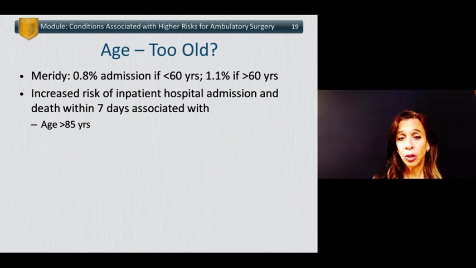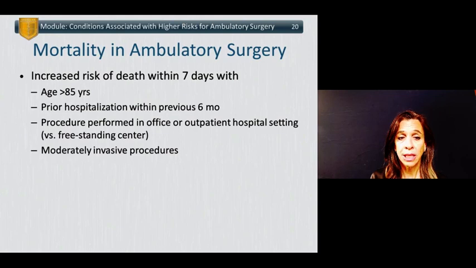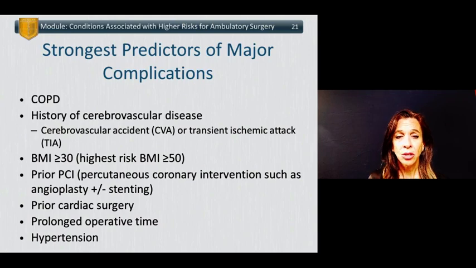And what about individuals who are too old for ambulatory surgery centers? Well, in a study by Morbidity, there was a 0.8% admission rate for patients less than 60 years of age, and that increased to 1.1% for those greater than 60 years. There was also an increased risk of inpatient hospital admission and death within 7 days that was associated with age greater than 85 years. Prior hospitalization within 6 months, as we mentioned earlier, a procedure performed in an office or outpatient hospital setting versus a freestanding setting, and those associated with moderately invasive procedures.